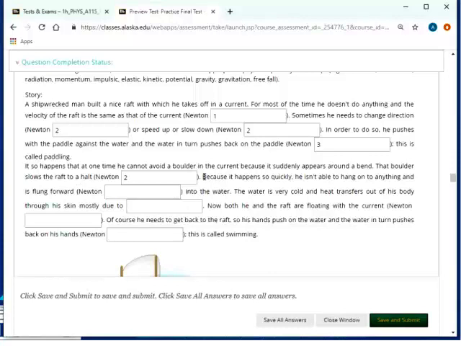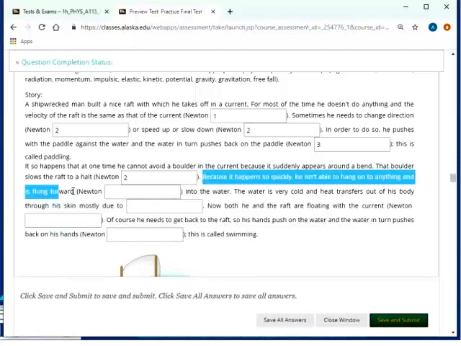Because it happened so quickly, he isn't able to hang on to anything and is flung forward. Why? Because he doesn't have any traction on his raft, and inertia just makes him go. He keeps going with the speed that he used to have. So that one is Newton's first law, into the water.